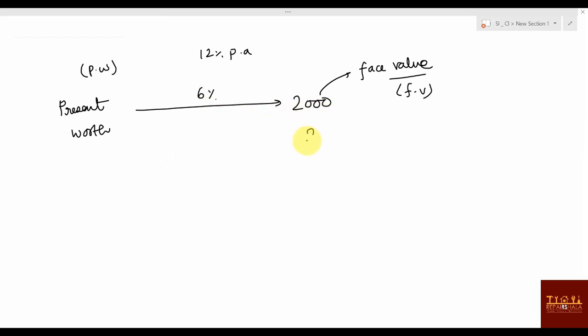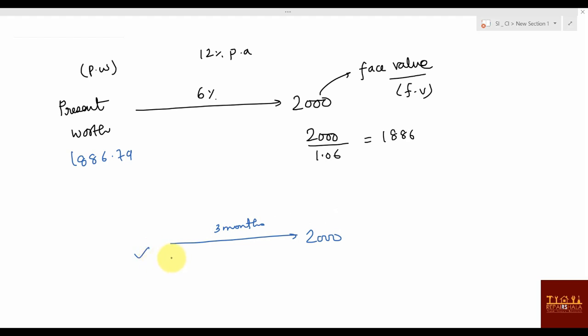After giving at 6% rate of interest for 6 months, you will be getting 2000 rupees. You will say that it will be 2000 divided by 1.06. What is the value? That is 1886.79, and if you give it at 6% rate of interest, it will become 2000 rupees.